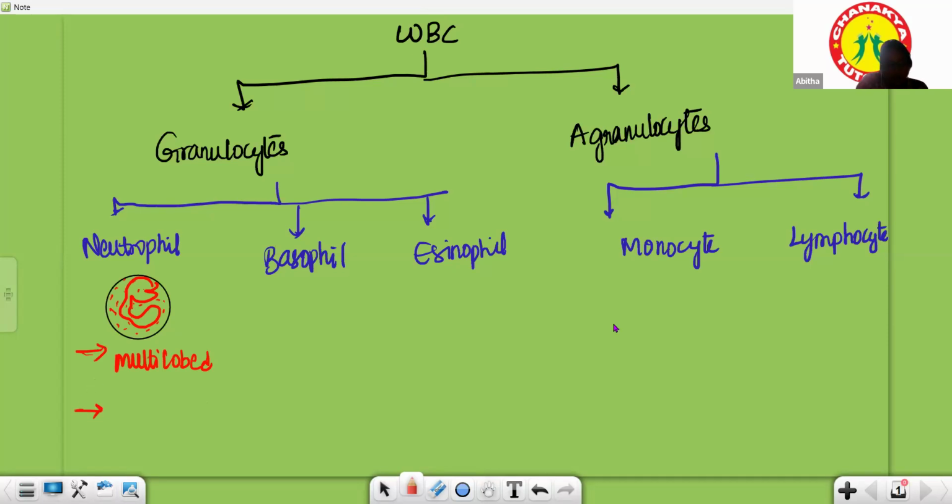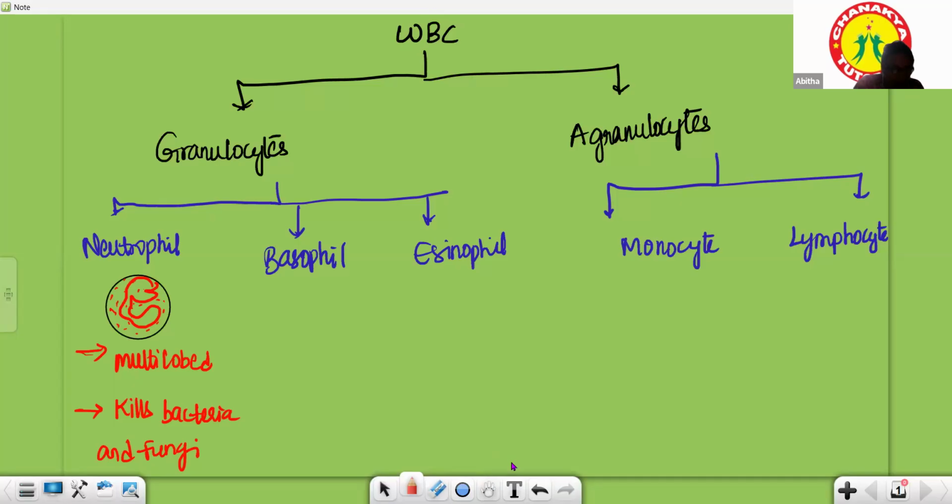Actually we know that WBC is involved with the immune system. It acts as a policeman. Among all these, the one mainly involved is the neutrophil. It kills bacteria and fungi. So this is about neutrophil. Clear with neutrophil, how it looks? It is multi-lobed, and you can see granules are present.